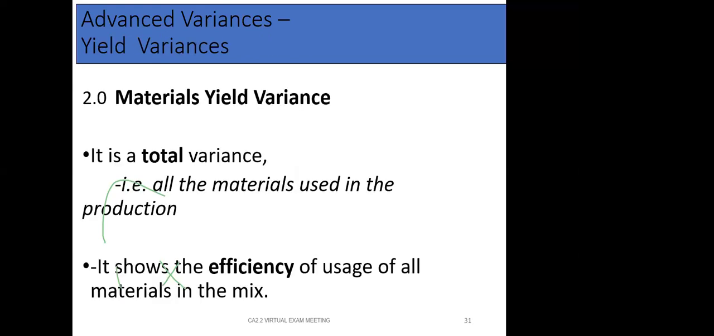We move to yield variances. Yield variance is a totals variance. That is, all the materials used in the production. What does it show? It shows the efficiency of usage of all the materials in the mix. So if the product requires materials X, Y, Z, it will indicate how efficiently you have used material X, material Y, and material Z.